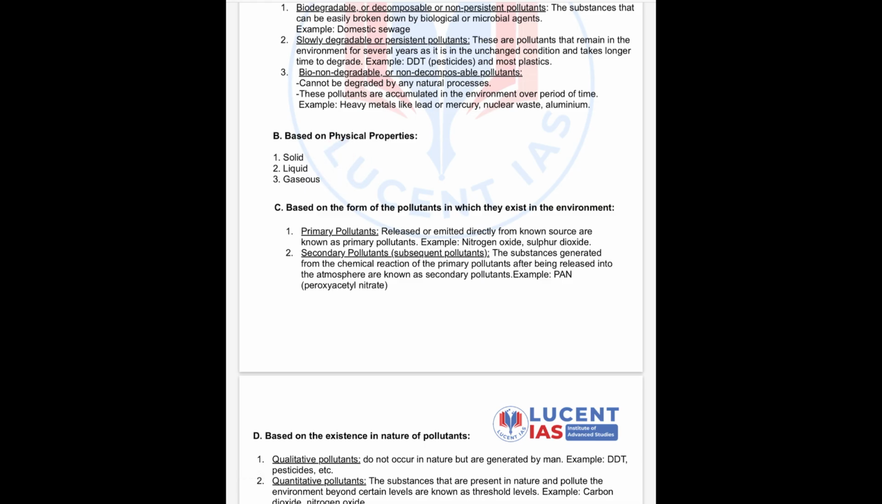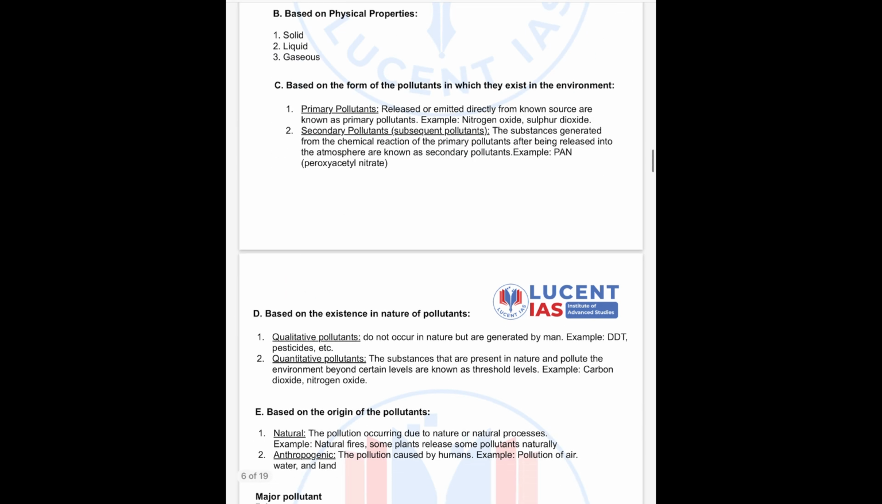Based on the form in which pollutants exist, they may be primary pollutants. A primary pollutant is one which is released or emitted directly from the source, for example nitrogen oxide, sulfur oxide. A secondary pollutant is one generated from the chemical reaction of primary pollutants after release in the atmosphere. Clear? Example: peroxyacetyl nitrate.